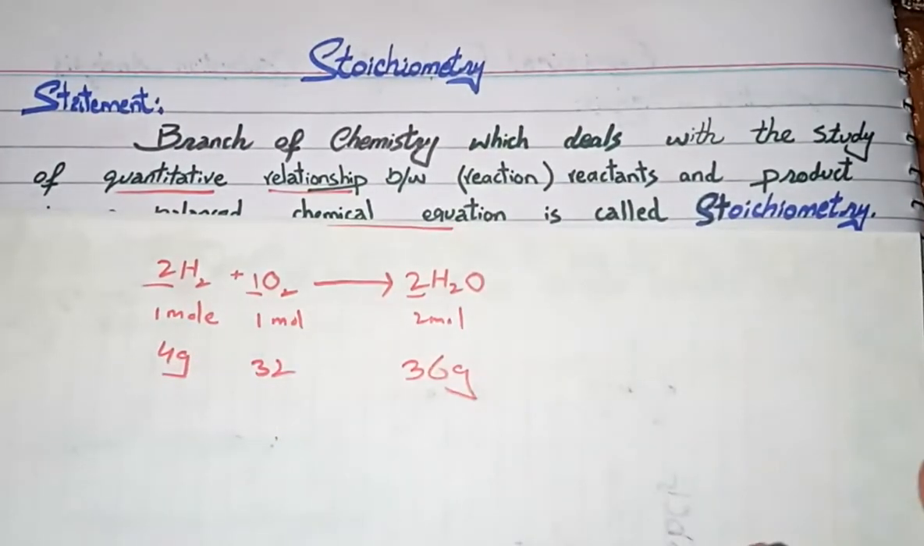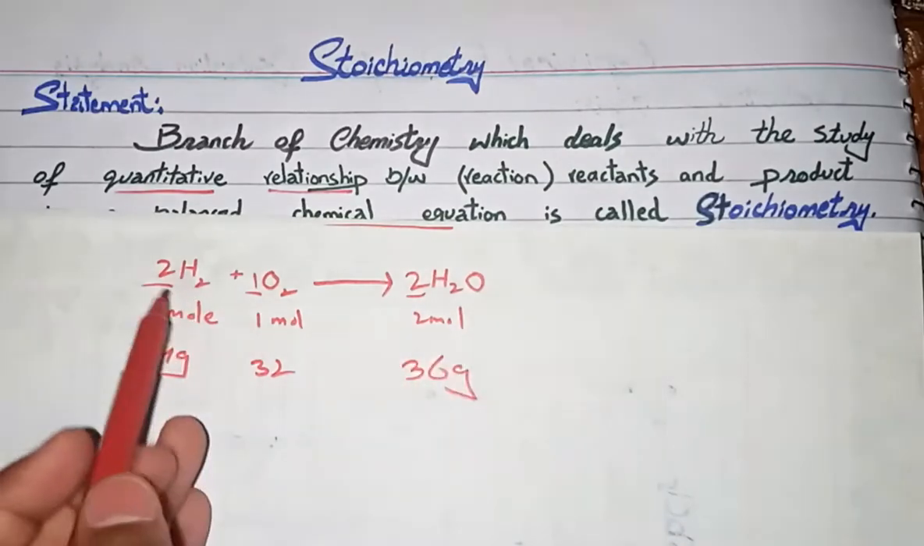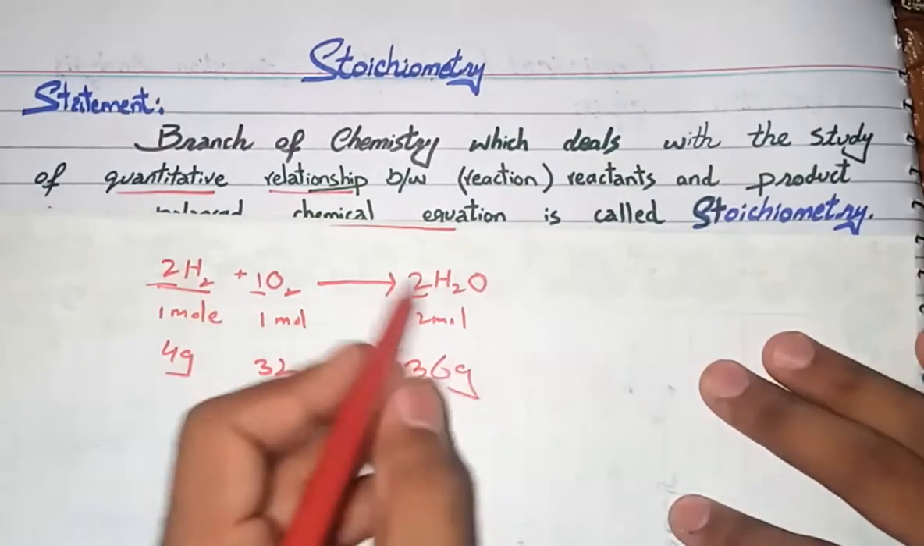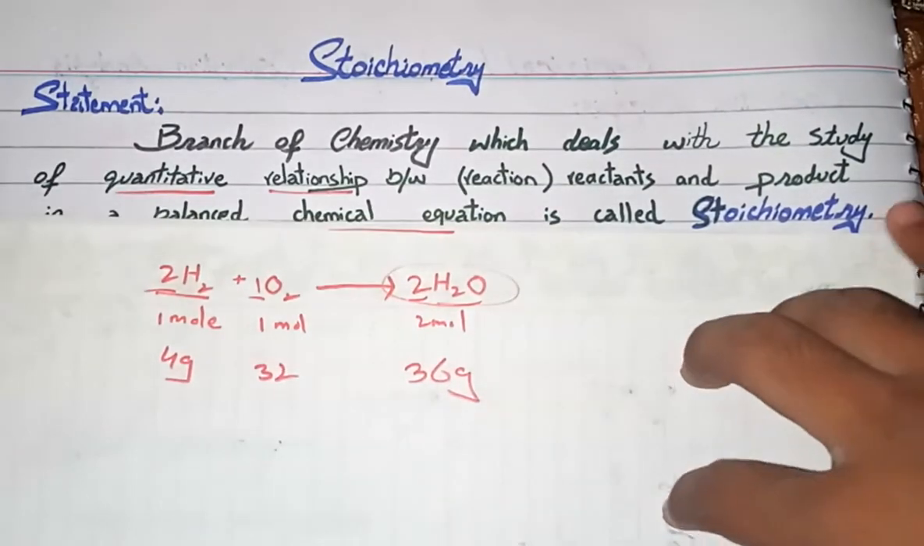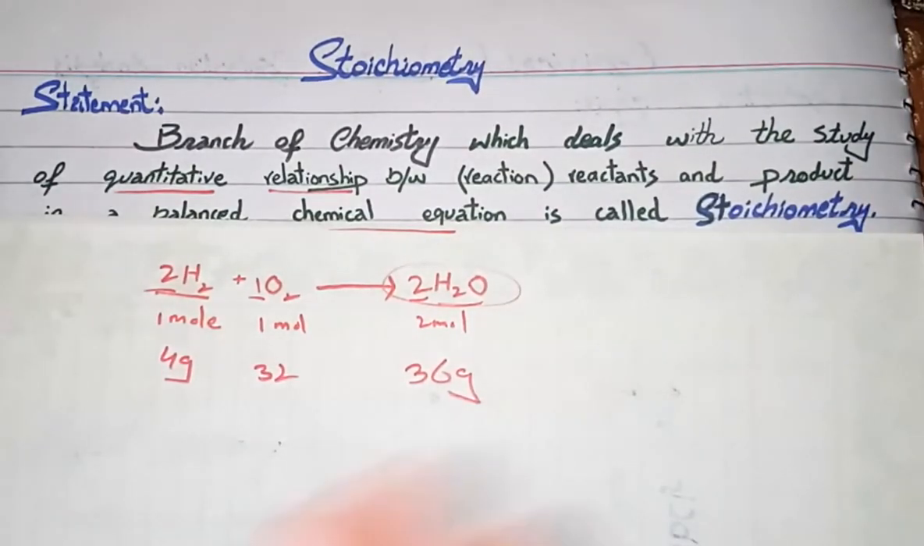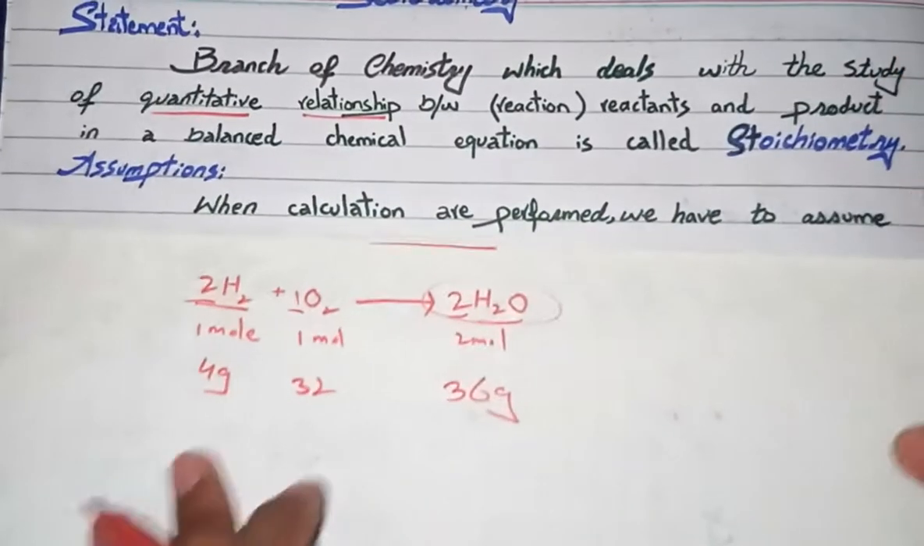This reaction is studied by a branch of chemistry called stoichiometry, in which we discuss the relationship between reactants and products, meaning mass relationship, mass mole relationship, and mass volume relationship. First of all, we discuss its assumptions.